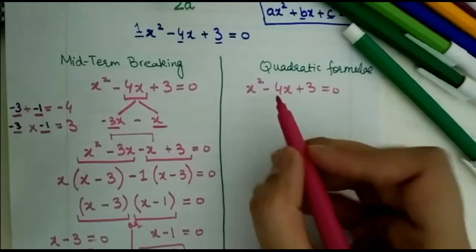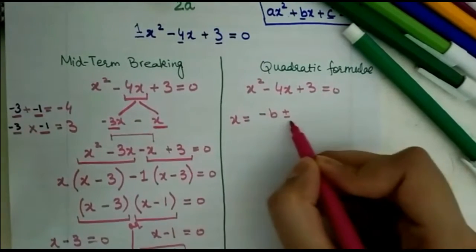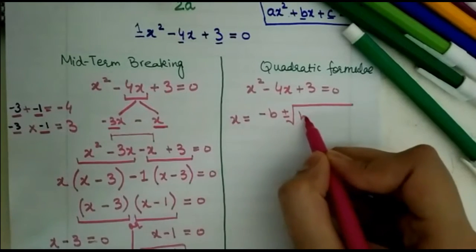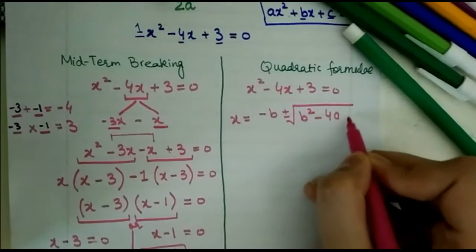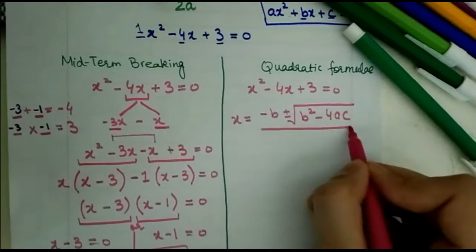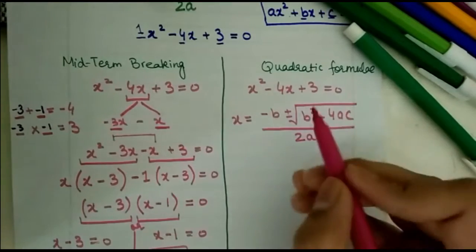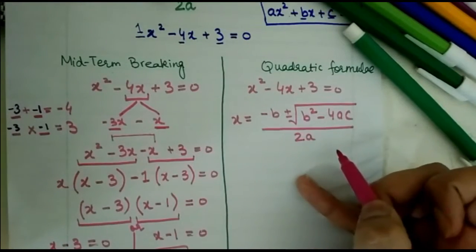Now what am I going to do? I'll first write the general form of the formula, again: x equals minus b plus minus under root b square minus 4ac, divided by 2a. First of all, we have to see what b, a and c are.